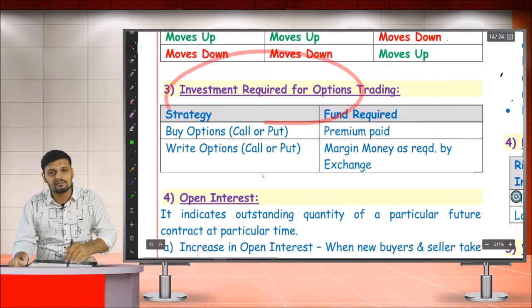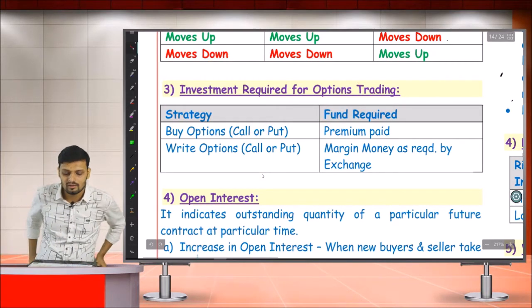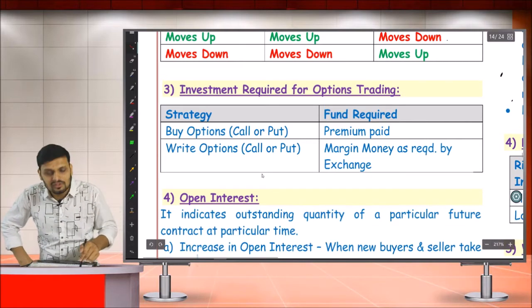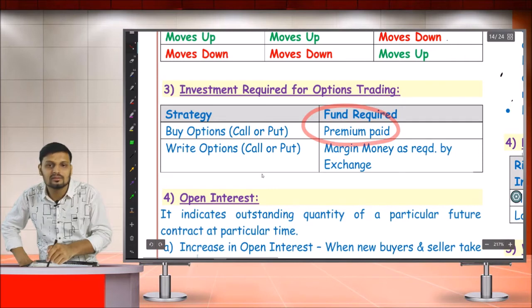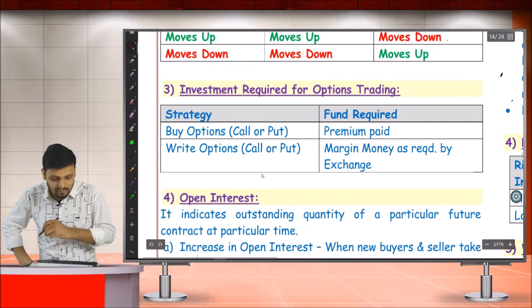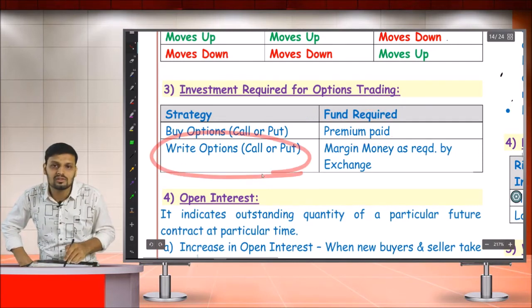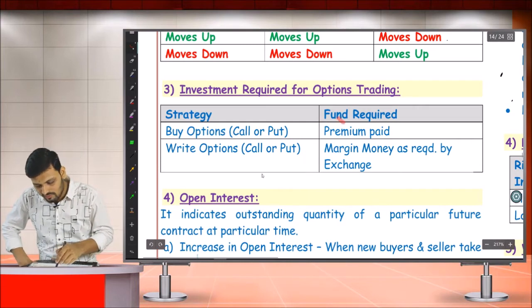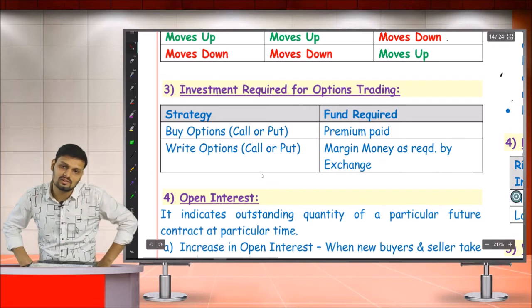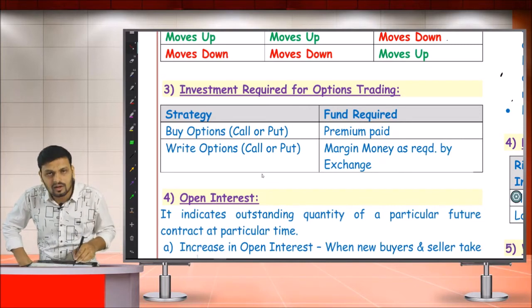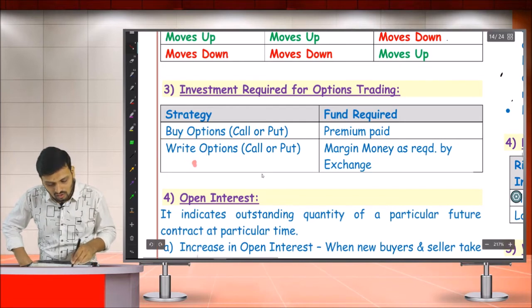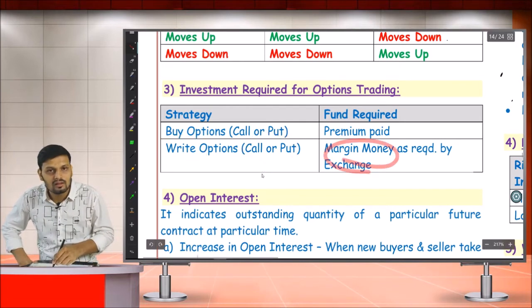Investment required. Sir, how much is the investment required? For a buyer of option, that is a call option or put option, investment required is the premium paid. For a writer of call option, that is the seller of call option, investment required is margin money as required by the exchange. I have already told you, the seller of call option or put option will pay the entire margin money. The buyer of call option or put option will pay only the premium.